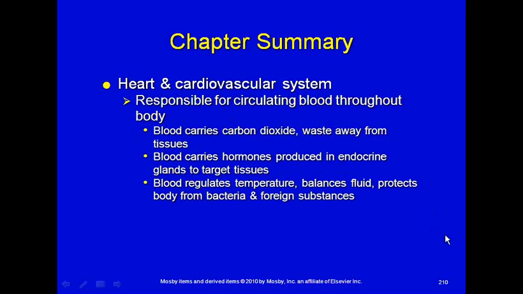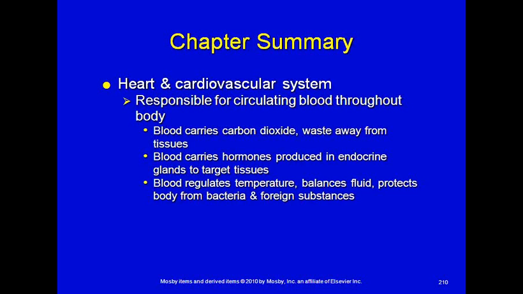We looked at the heart and the cardiovascular system and talked about how it was responsible for circulating blood through all the parts of the body, and how blood, particularly venous blood, carries carbon dioxide and waste away from tissues, and how arterial blood brings fresh oxygen and nutrients to those same tissues. We talked about how blood carries hormones that are produced by the endocrine system. We talked about how blood can regulate temperature as well, how it can balance fluid, and how it protects the body from bacteria and foreign substances with the components that are in blood.